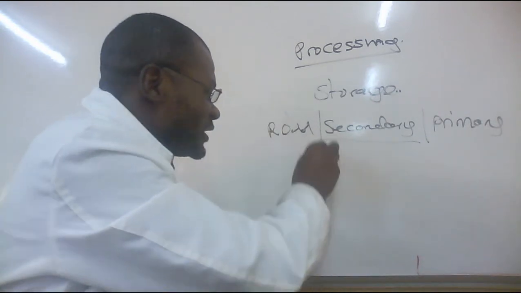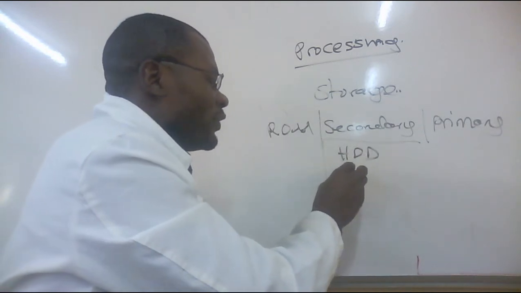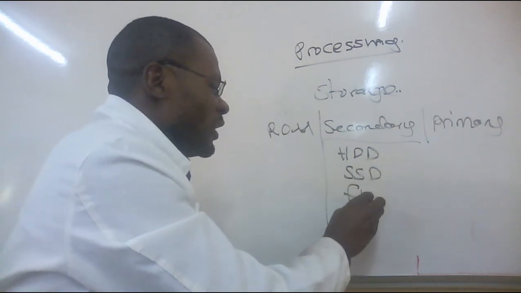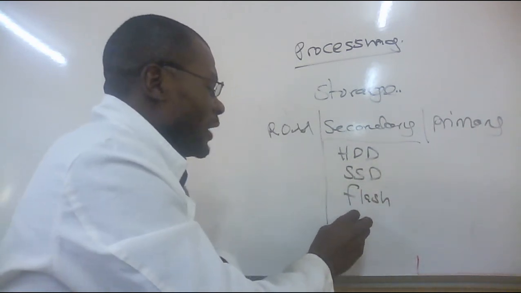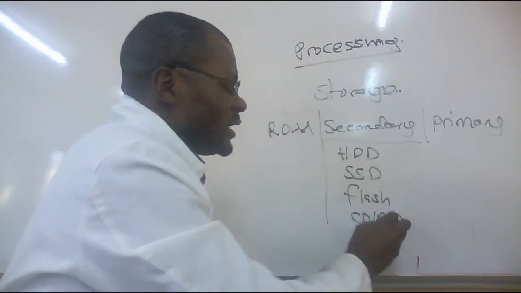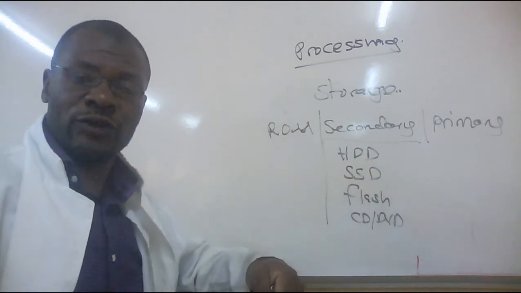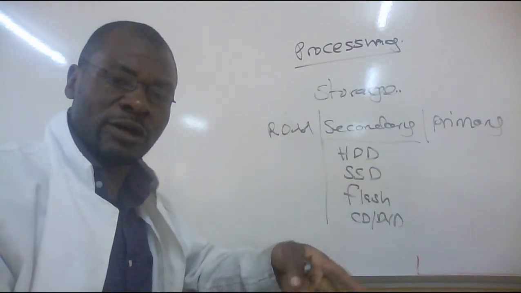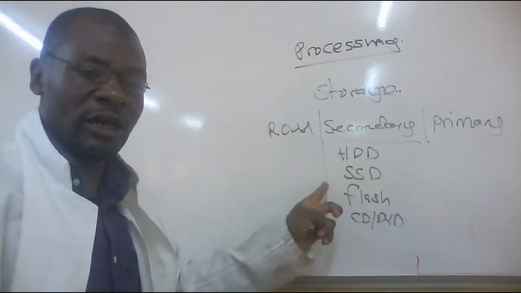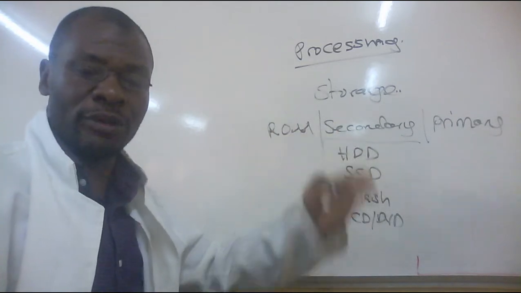Some of the examples, this is where we're going to see the hard disk drive and the solid state drives. This is where we're going to see the flash disks and all the optical disks like the CDs and the DVDs. They fall in this category because they are able to retain information, whether connected to a computer or not. That you should put in memory. They are secondary storage. They store information permanently.